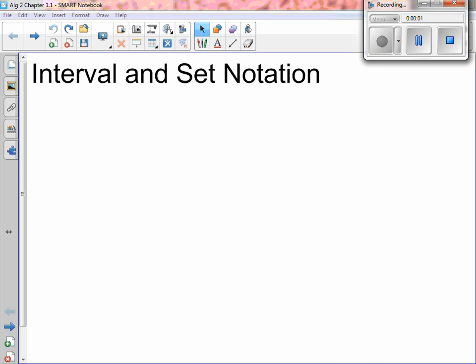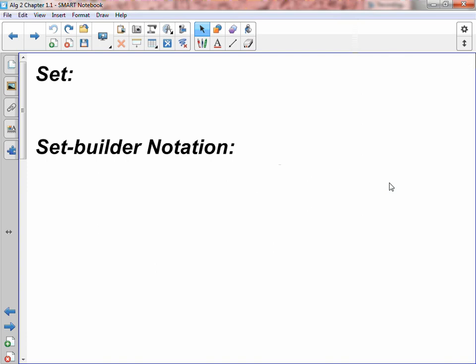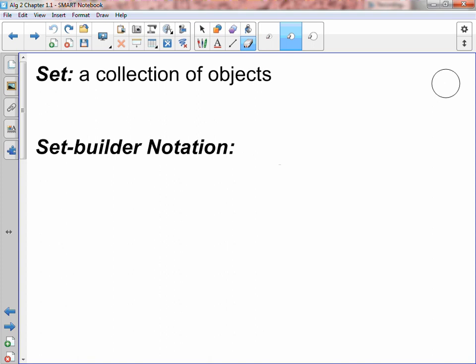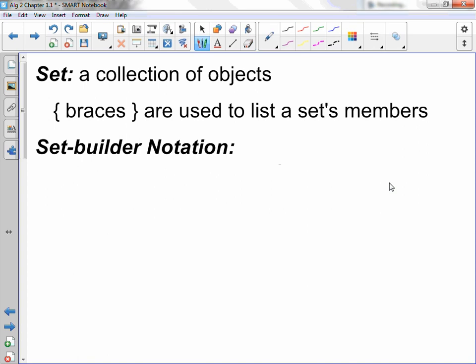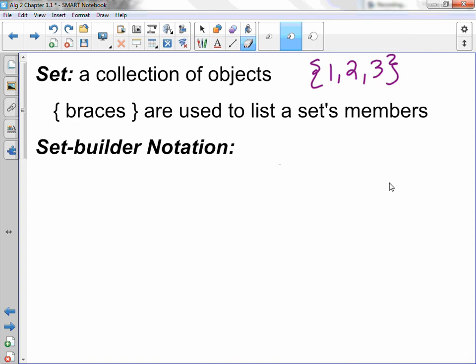So what we're looking at today is interval and set notation. A set is just a group or a collection of objects. Braces are used to list the set members. So if we had a set of 1, 2, 3, we would use a brace and then list out the numbers. So one we could do is {1, 2, 3}. We can list it out like this here.